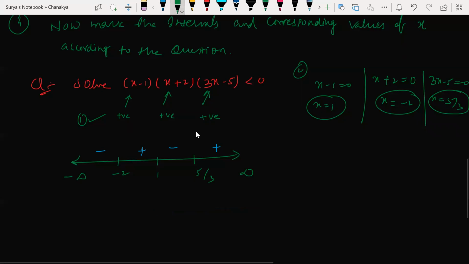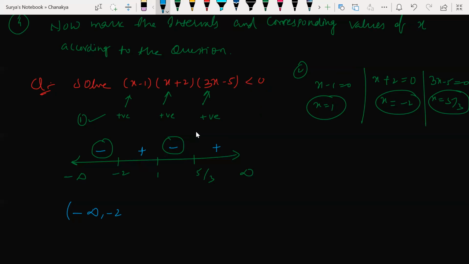Yes. Next. What do I need here? Less than 0. Less than nothing but minus only, right? We need to select this minus. Understood? Now what is my solution set? It's going to be minus infinity to minus 2. Minus infinity is always an open bracket. Minus 2, open bracket or close bracket? Can we include minus 2? We cannot include. Why? Because look at this here.